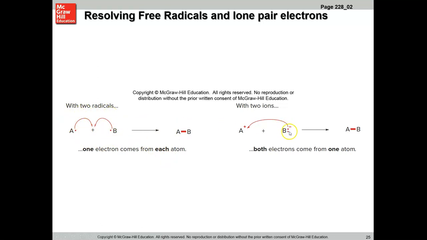We also have, if we have a negative ion and a positive ion, and then one of them has a lone pair of electrons, those will donate those electrons to form a new bond to resolve that negative and positive element. This is also sometimes referred to as a coordinate covalent bond, when we have a lone pair of electrons forming a bond with something that's positively charged.